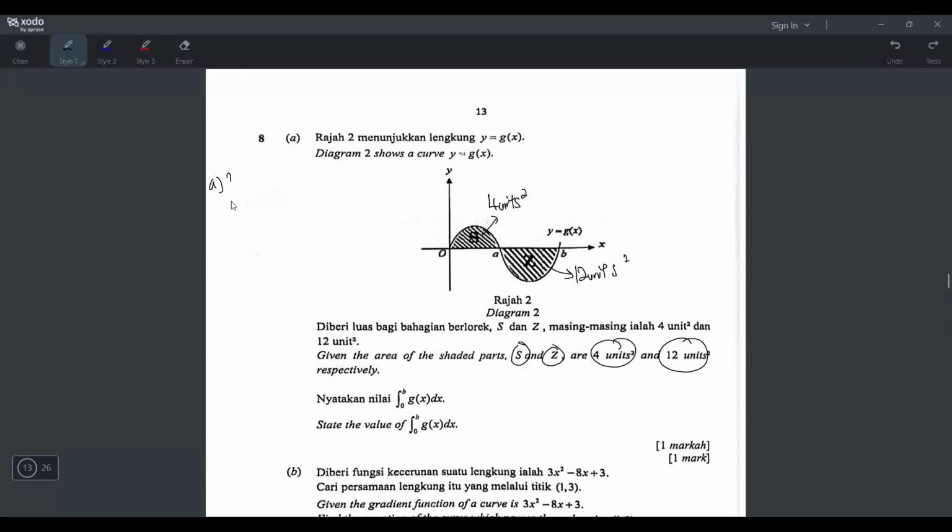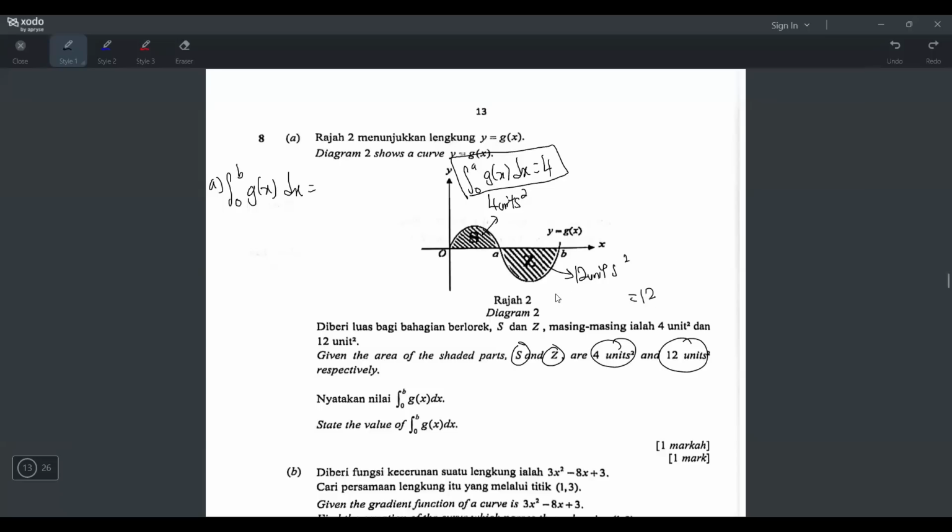So let's write down the question. Integrate 0 to b g(x) dx. Okay, first of all, you need to know where the 4 comes from, where the 12 comes from. The 4 and 12 is actually the area between the curve and the x-axis. It means the 4 actually comes from integrate 0 to a, g(x) dx equals 4. That's what it means. When they say the area here is 4, it means integrate from 0 to a, g(x) dx is 4. Why dx? Because you integrate towards the x-axis. That is why.